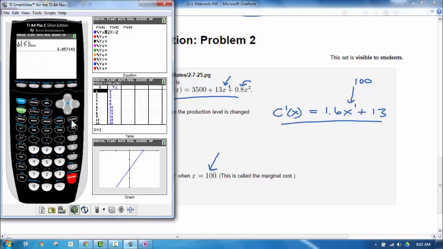Like I said before, the other way you can do this is pull out your calculator and do alpha window and do numerical derivative of our function in terms of x, which is 3500 plus 13x plus 0.08x squared. And we want to find that derivative at 100. I accidentally had 0.08 instead of 0.8, but you do get 173.